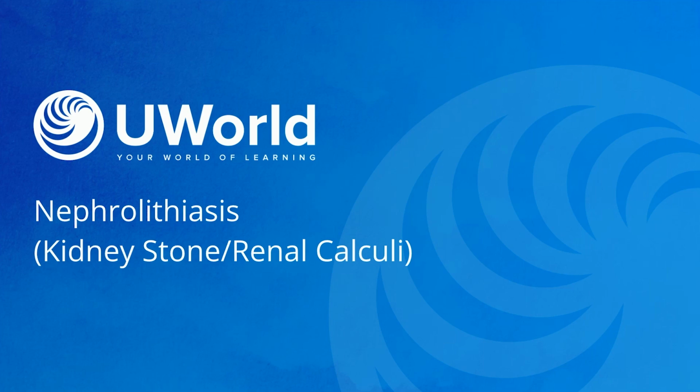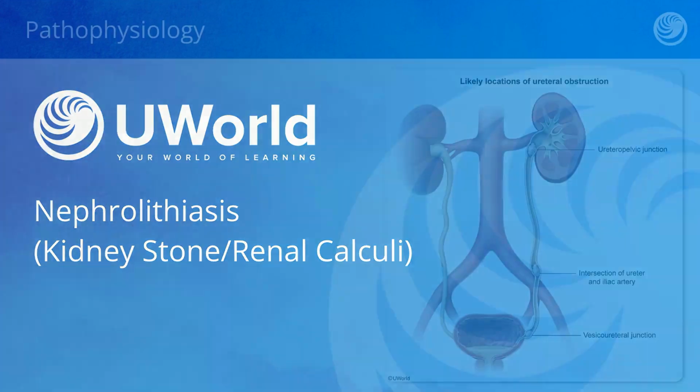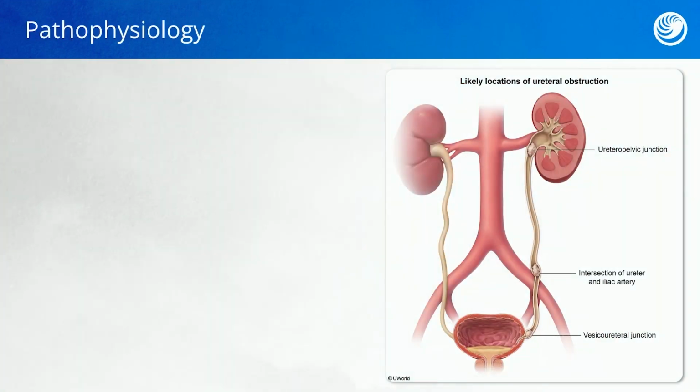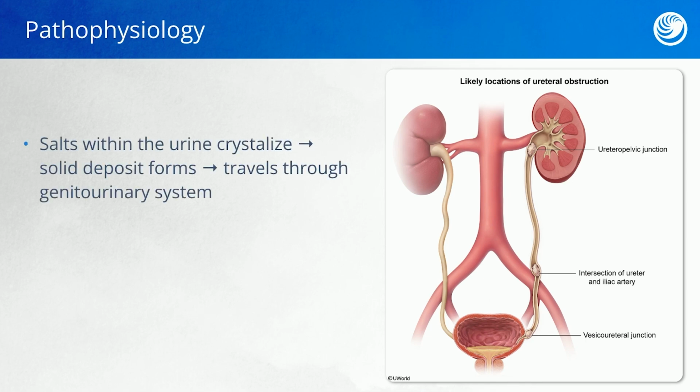This topic is nephrolithiasis, which refers to kidney stones or renal calculi. Nephrolithiasis refers to the process of stone or calculi formation within the urinary tract. Stone formation is often preceded by a change in the composition of the urine. When the urine changes in composition, salts within the urine can crystallize and form solid deposits. Now, as these crystals and solid deposits aggregate together, this is what leads to the formation of kidney stones.